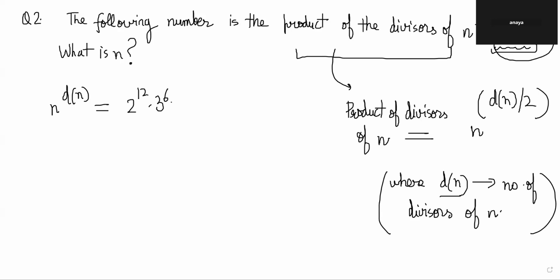I got that n is 12. How? So what I did, you have n to the power dn is equal to 2 to the power 12 times 3 to the power 6. So I just said let's say n is equal to 2 to the power x times 3 to the power y. So then dn is going to be equal to... How do you know it doesn't have other prime factors?